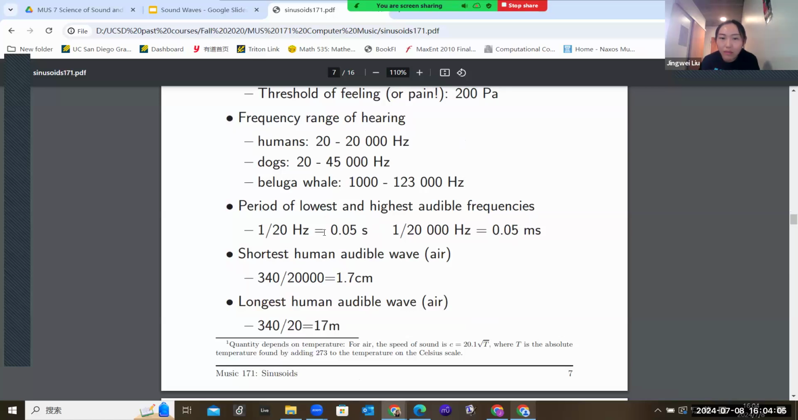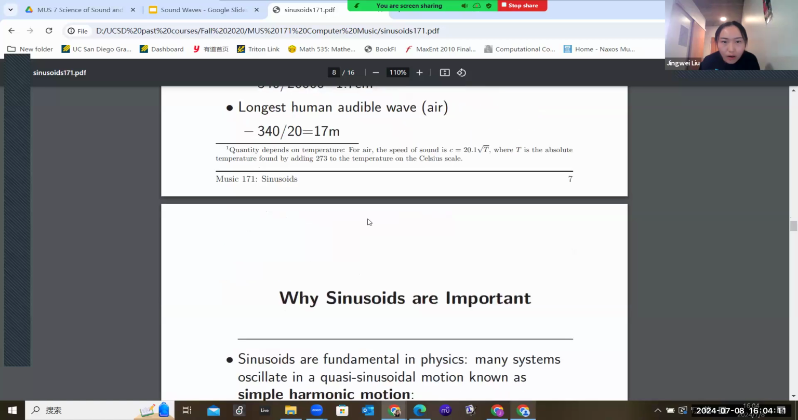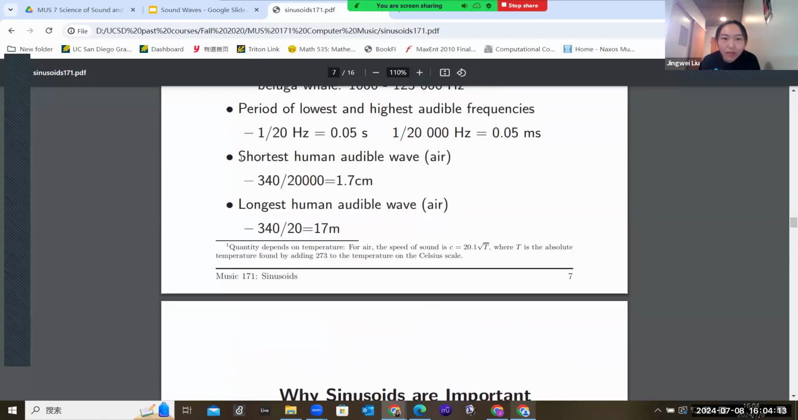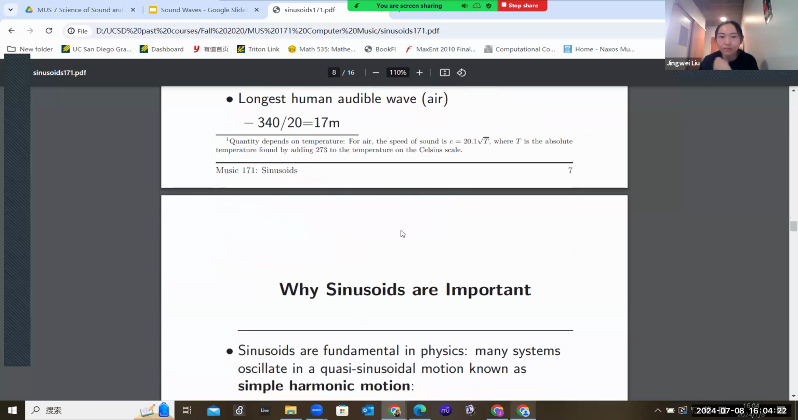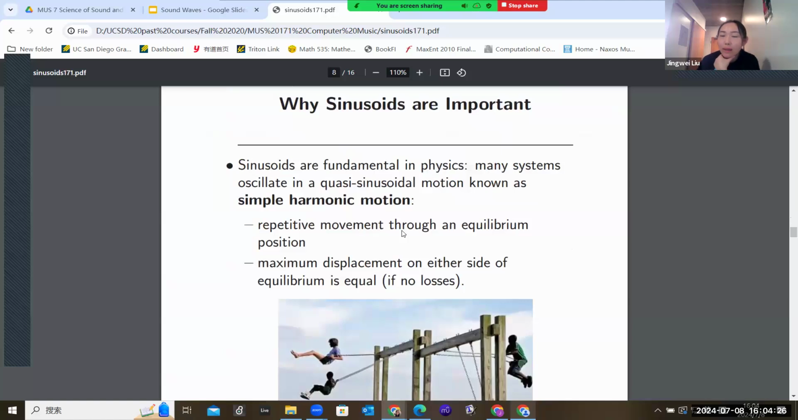And this is just some basic mathematical operations. I will skip this part. You can see the shortest human audible wavelength is 1.7 centimeters, and the longest is 70 meters. So why are sinusoids important? Many models are actually described by sine and cosine waves.